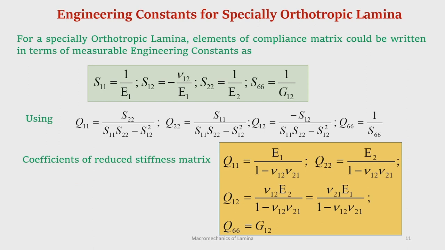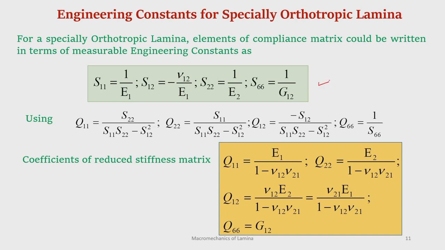We are calling it specially orthotropic because we are analyzing the stress strain with reference to the 1-2 direction, which is also the direction of orthotropy. Therefore, for a specially orthotropic lamina, the elements of the compliance matrix can be written in terms of engineering constants as this, where E1 and E2 are the Young's modulus along the longitudinal and transverse direction. Nu 12 is the Poisson's ratio with reference to the 1-2 plane, and G12 is the shear modulus in the plane 1-2. We have not shown nu 21 here, because as I told, it is interdependent.